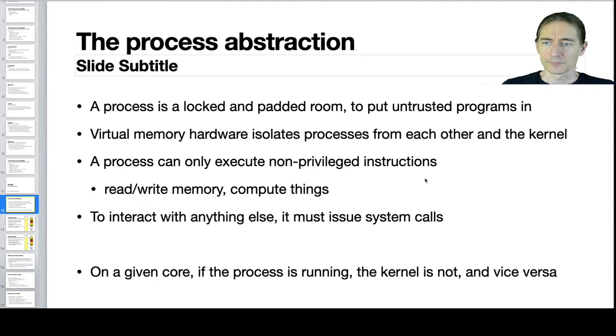So a process may only execute non-privileged instructions. Basically, that means it can read and write from memory. It can compute things like division and shifting bits in registers, that sort of thing. It cannot access the memory of other processes due to the page tables. It cannot change its own page table. It can't talk to peripherals. It can't do almost anything except access its own memory and compute stuff. To do anything else, it needs to issue system calls.